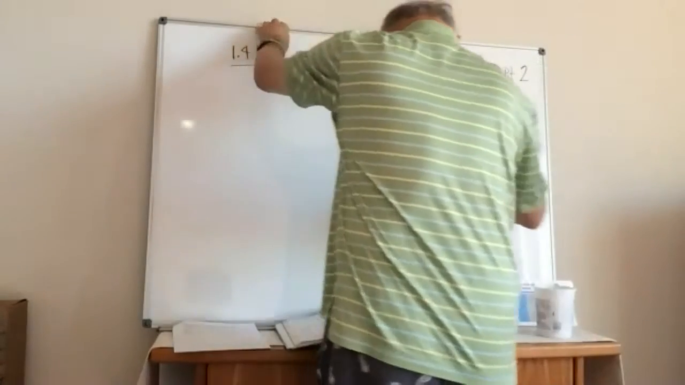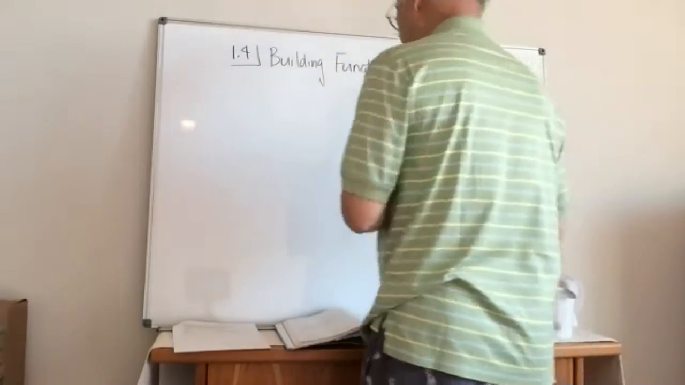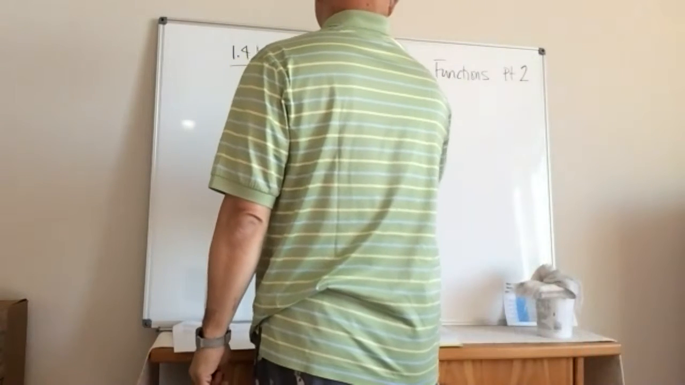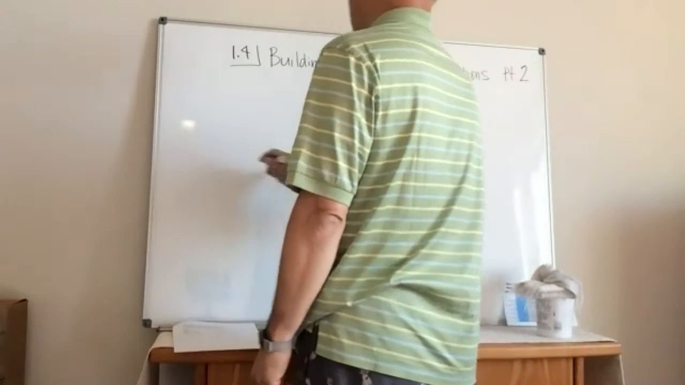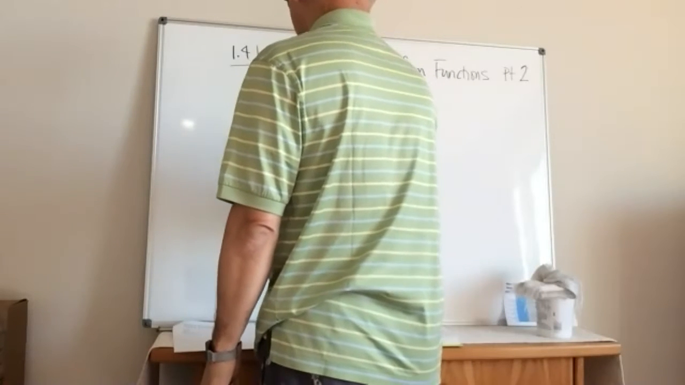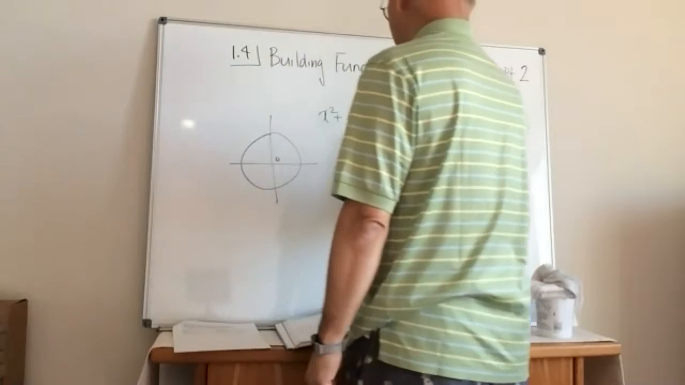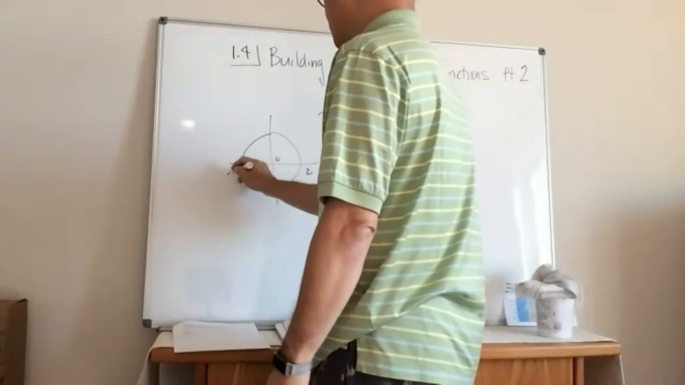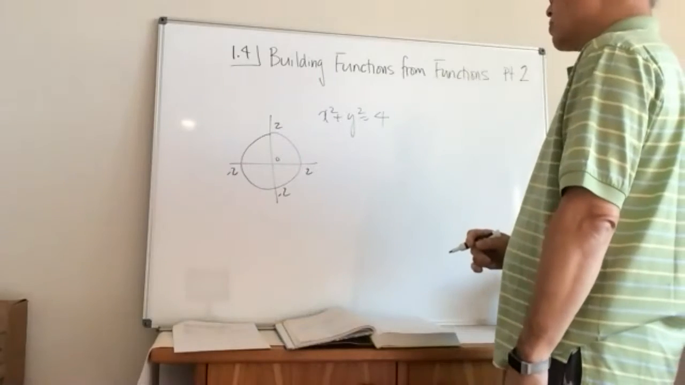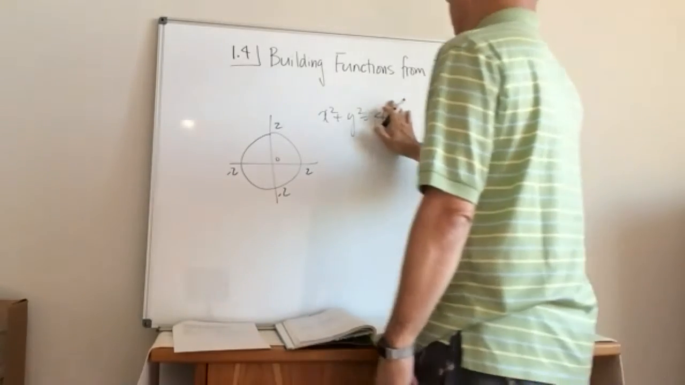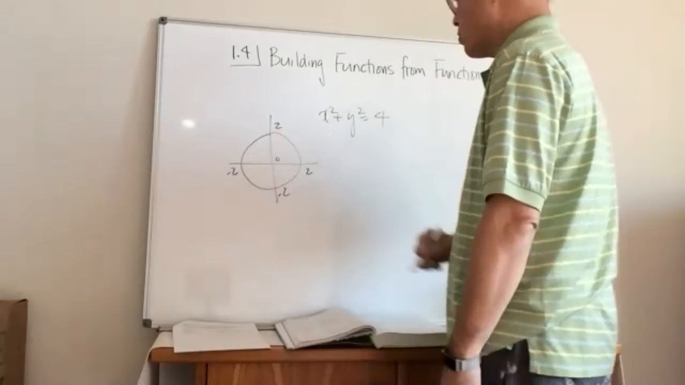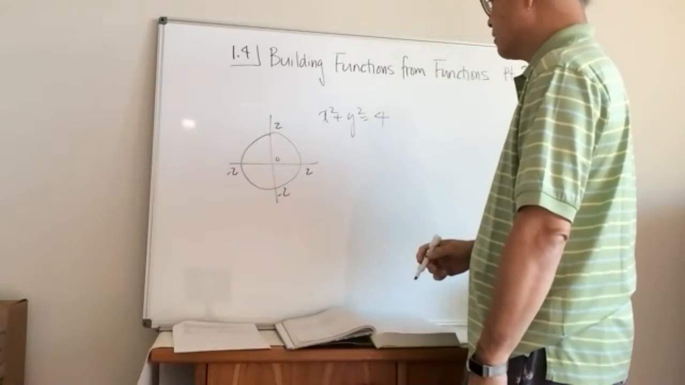Then we're going to talk about implicitly defined functions. Let's go back to the circle. x squared plus y squared is equal to 4. This is a circle with the origin as the center and a radius of 2. So this is your relation. It's a relation because it does not pass the vertical line test.